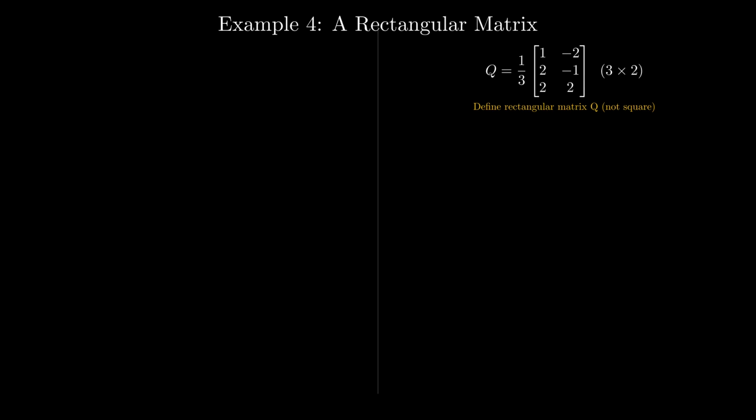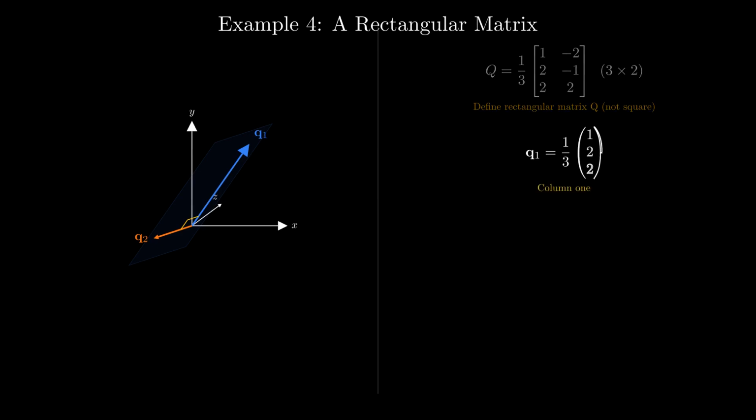Example 4, a rectangular matrix. Let Q equal 1/3 times the matrix with rows 1, -2; 2, -1; 2, 2. This is a 3x2 matrix. It has 3 rows and 2 columns, so it is not square. Let's check whether its columns are orthonormal.